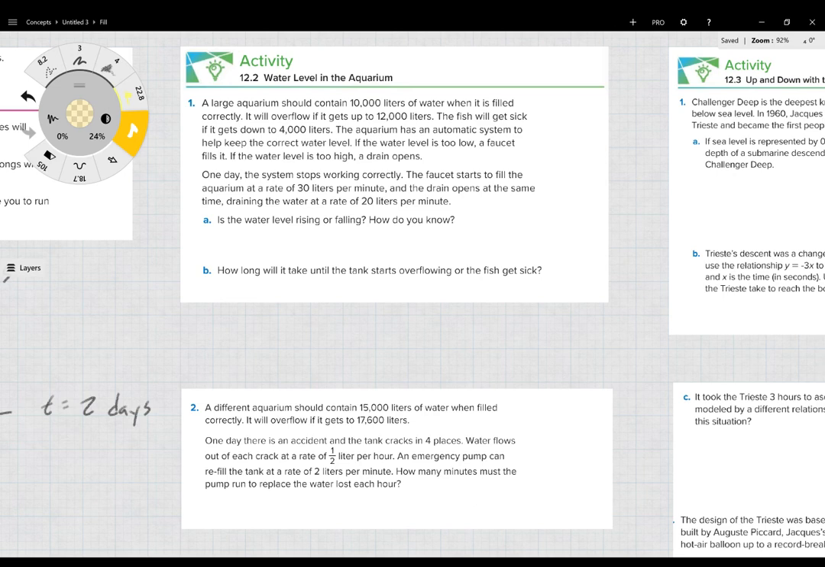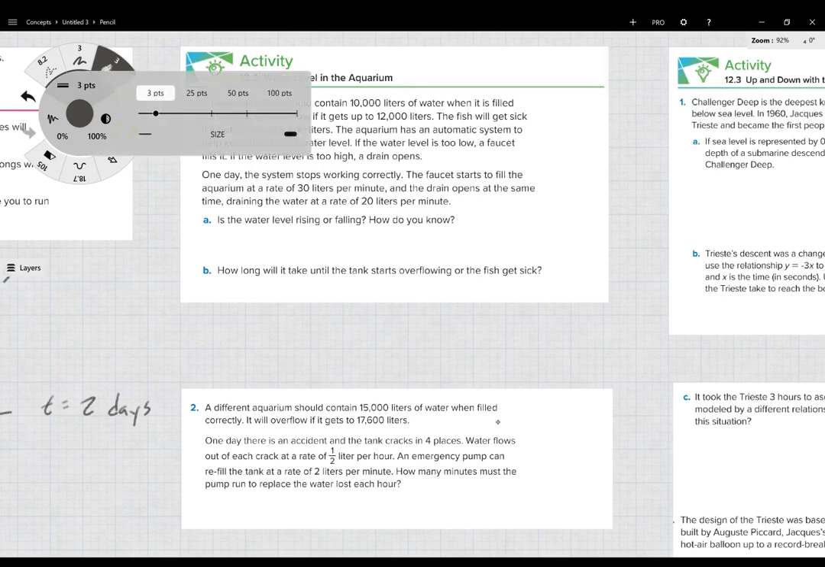If the water level is too low, a faucet fills it. If the water level is too high, a drain opens. One day, the system stops working correctly. The faucet starts to fill the aquarium at a rate of 30 liters per minute, and the drain opens at the same time, draining the water at 20 liters per minute.